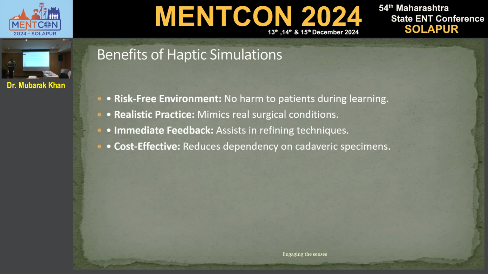Benefits of haptic simulation: a risk-free environment. There is no harm to patients during the learning. You can keep on doing things. First try cortical mastoidectomy from here 1,000 times, and then go and do it. So this is all feedback. Realistic practice simulates the real surgical conditions. Immediate feedback assists in refining the techniques. It is cost effective and reduces the dependency on cadaveric specimens.